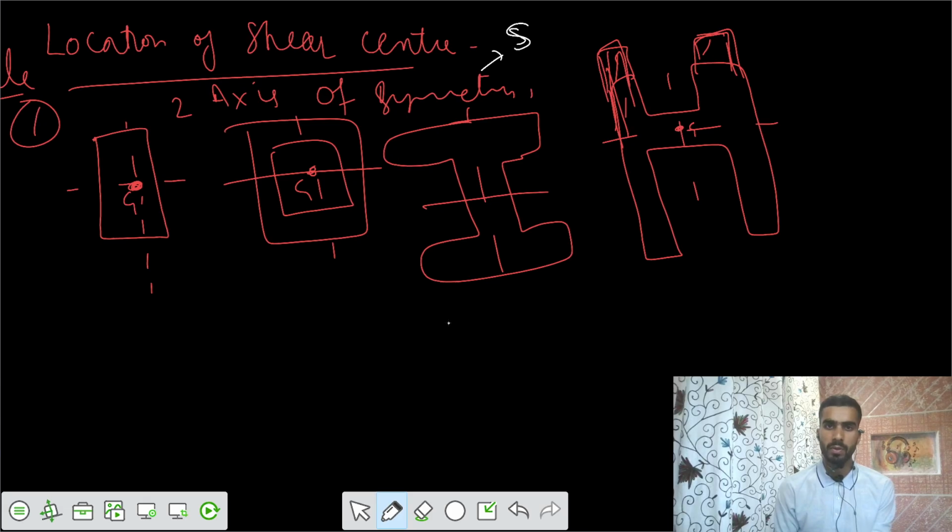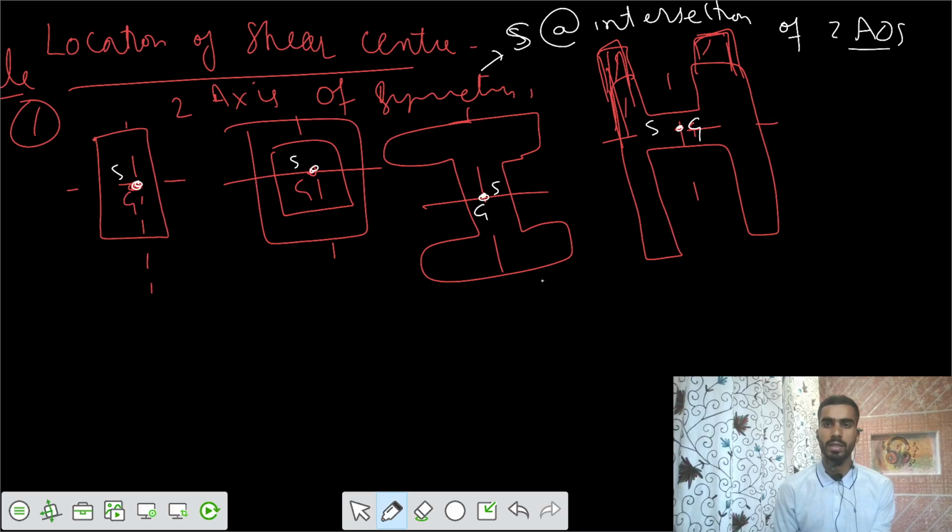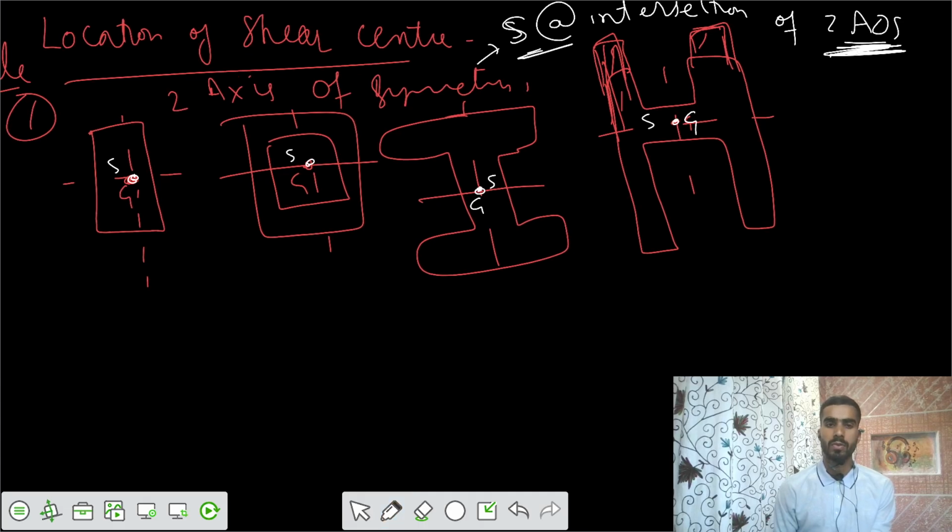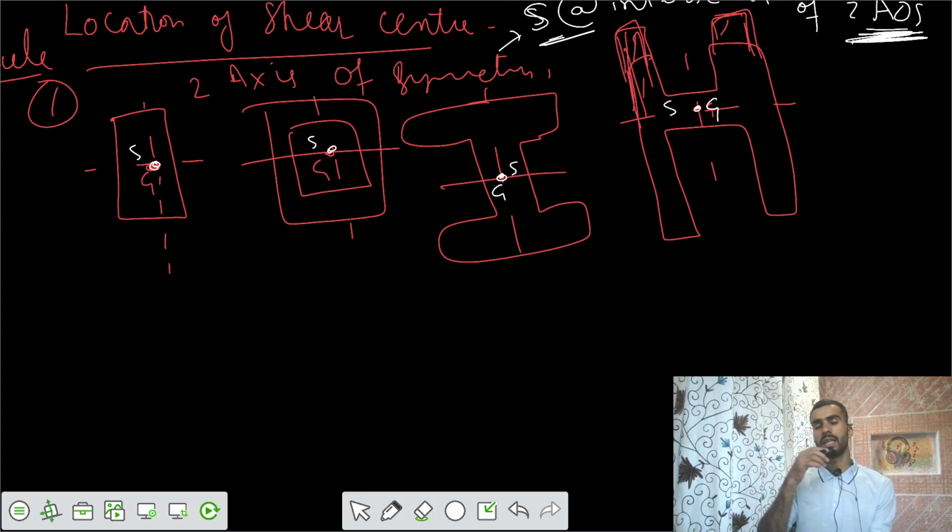Then we say that the shear center would be at the intersection of the two axes of symmetry. So your shear center is also at that point where your CG is. So your G and C overlap for these cases. The intersection of those two axes of symmetry is what we call the shear center. So the first rule is that if the members have two axes of symmetry and the load passes through the intersection of those two axes, then there is only bending, no twisting, because the shear center is at that point of intersection.